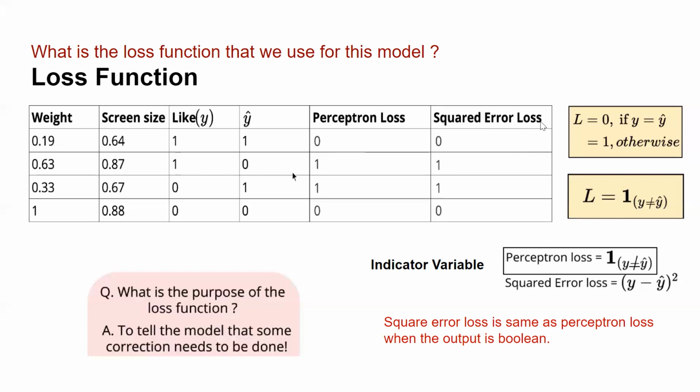This square error loss is coming from MP neuron. You see that my actual label is equal to predicted label, so my perceptron loss is 0, square loss is also 0. But when is the difference? When my prediction is not matching with the target label, the actual label, in that case my loss is 1. So the point I'm trying to make here is, if I'm dealing with a classification problem where my target is discrete, for example binary output, either 0 or 1, in that case my perceptron loss and square error loss are one and the same thing. Clear?